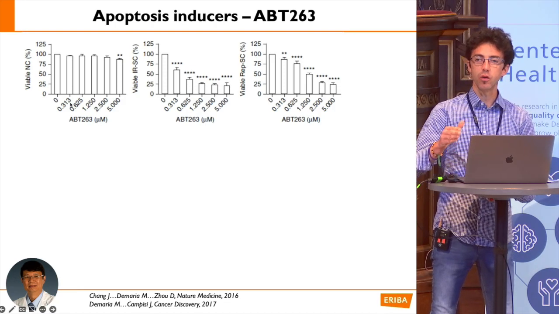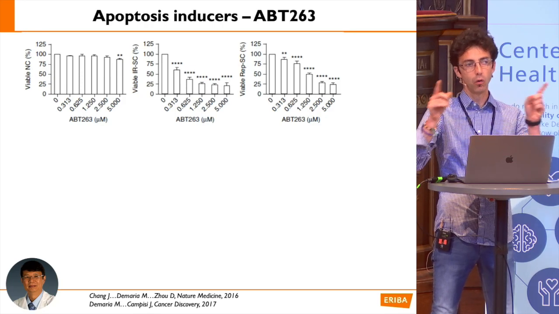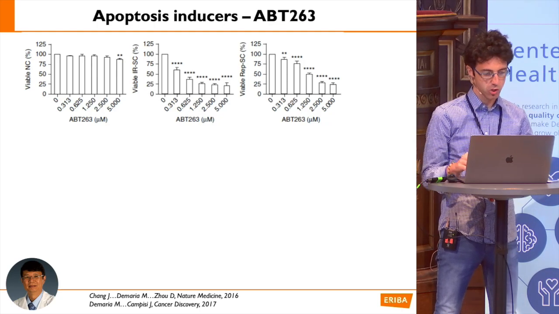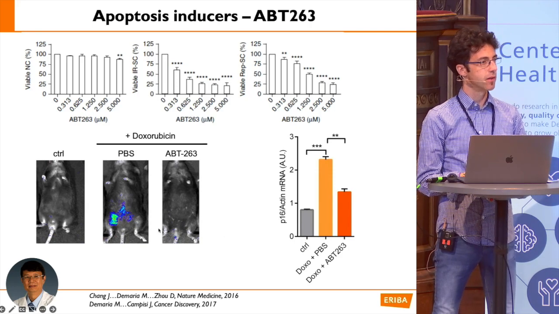And ABT263 targets and inhibits three different proteins, BCL2, BCLXL, and BCLW, and all three proteins are part of this anti-apoptotic machinery. Importantly, we also demonstrated that this compound can eliminate senescent cells in vivo.